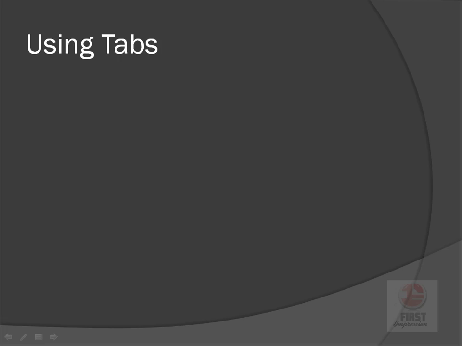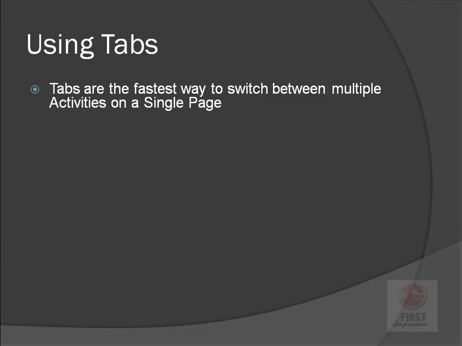Let's begin the session. First of all, let's understand what are tabs. Tabs are the fastest way to switch between multiple applications or activities on a single page. If you have an Android device and if you press the call button on the Android device, then you get a tabbed layout. That is, at the top you get multiple options. When you click on one option, the lower part of the page refreshes and you get an activity running over there. So if you want to have multiple activities and you want to switch between those multiple activities in a very fast way, then you can use tabs.